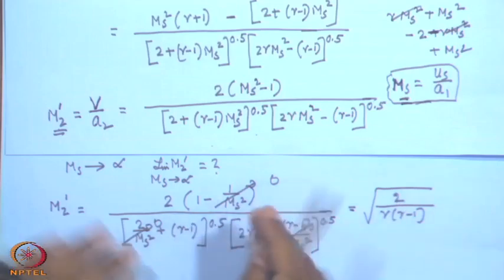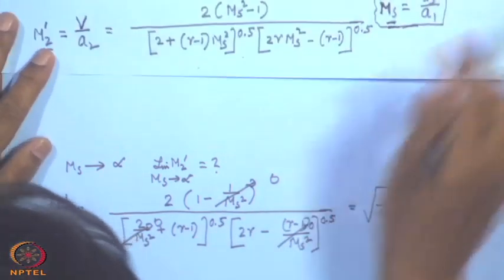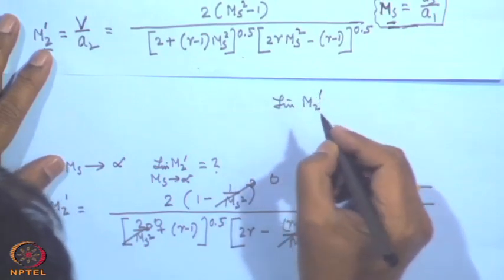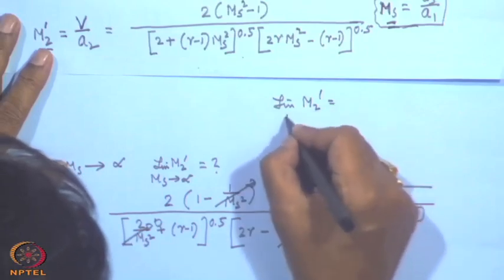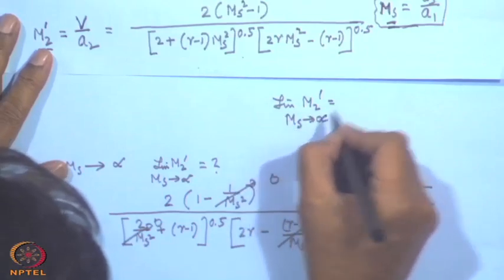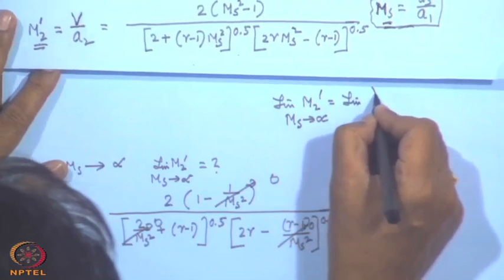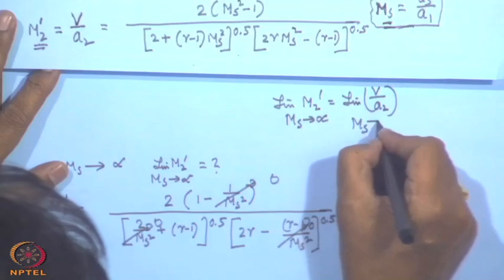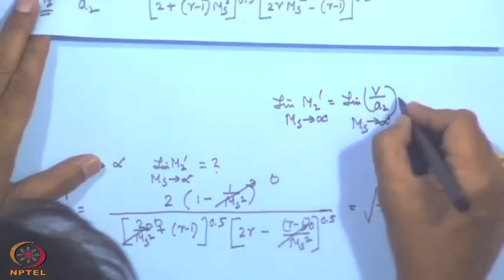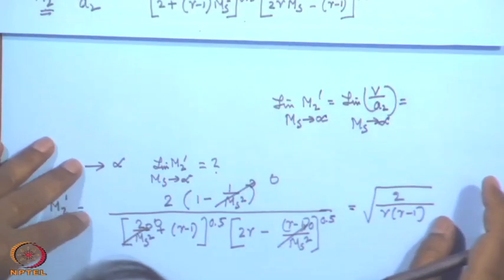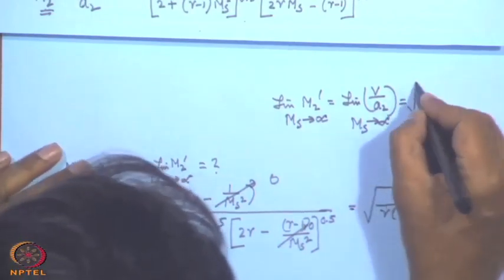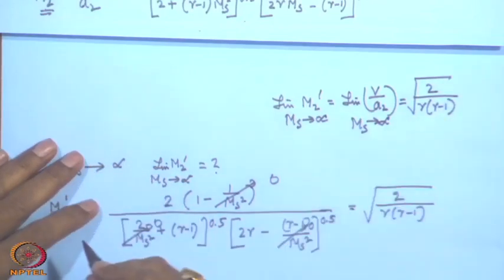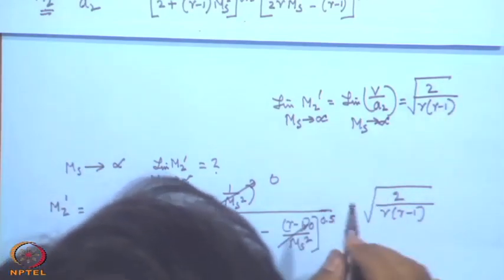So therefore, you see the limiting value that I was telling: the limit of M2 dash, that is V by A2, as Ms, that means the shock Mach number, tends to infinity is not infinity. It is the square root of 2 by gamma into gamma minus 1. This is a beautiful result.